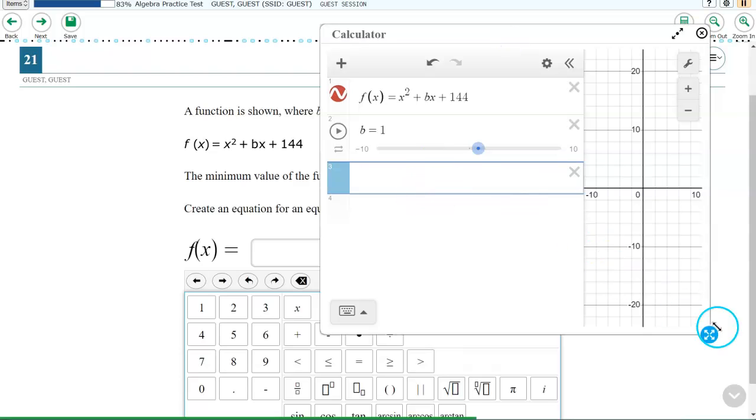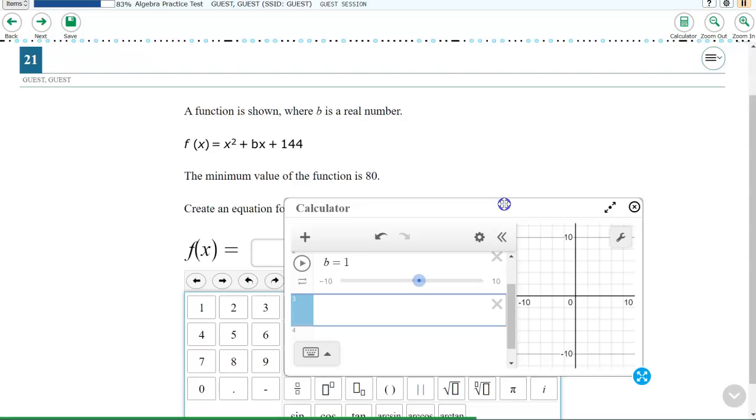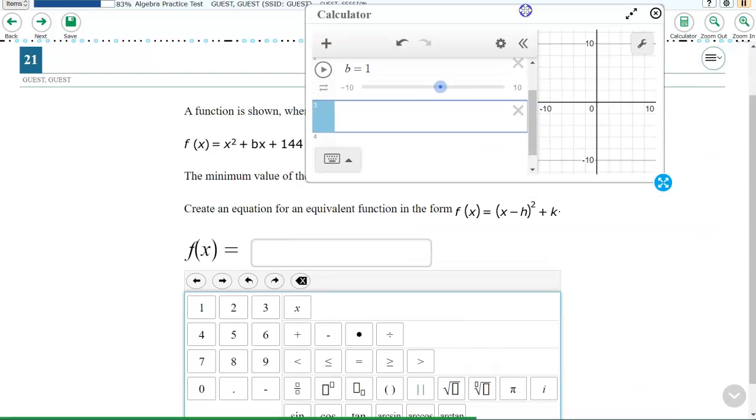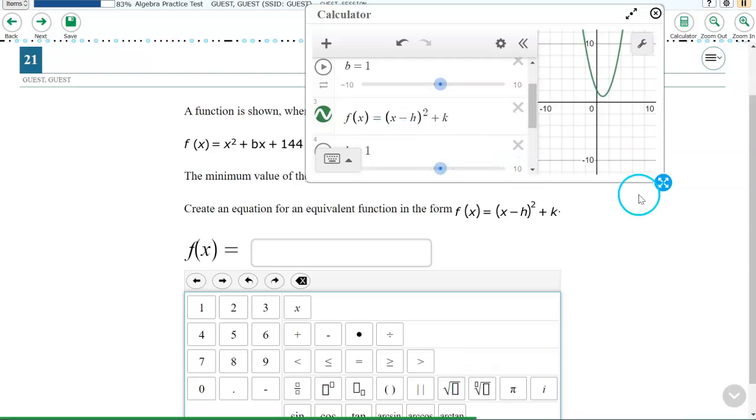If I can see what I'm doing. I'm missing a point here somewhere. Oh, yeah, the minimum value is 80. We'll have to do that in a minute. So let's go ahead and do this form. We'll add some more sliders. So f of x equals, parentheses, x minus h squared plus k, and then add all sliders.